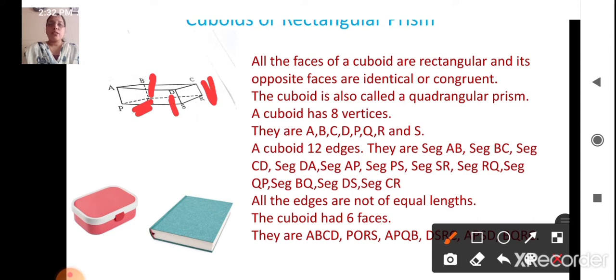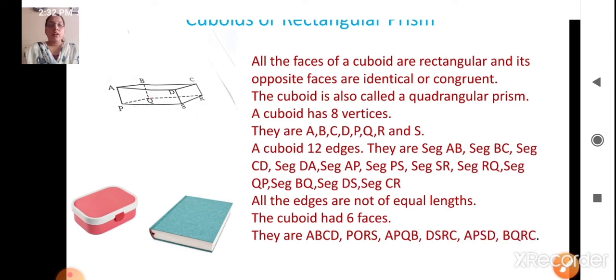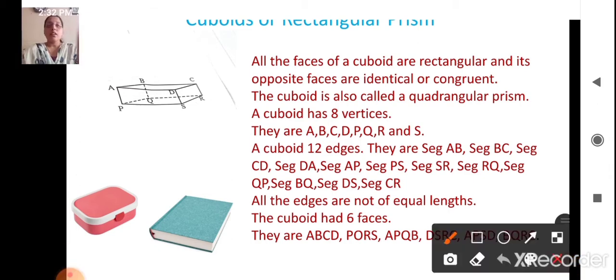Now we are going to see the number of faces. How many faces does a cuboid have? A cuboid has 6 faces. Let us see the first one, A, B, C, D, the upper one, A, B, C, D. I have marked it here. Okay, next is P, Q, R, S, the down one, P, Q, R, S.